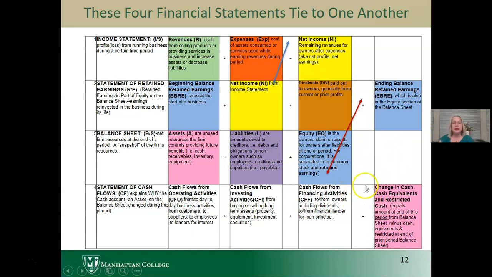Now notice that we'll have an asset called cash, and this cash will be at the end of the statement of cash flows, at the very bottom of the statement of cash flows, after you look at the change in cash. So we know that if we have two balance sheets next to each other, 2018 and 2019, you can say cash has changed. You can subtract them. That gives you a piece of information, but not why. The statement of cash flows tells you why it changed.